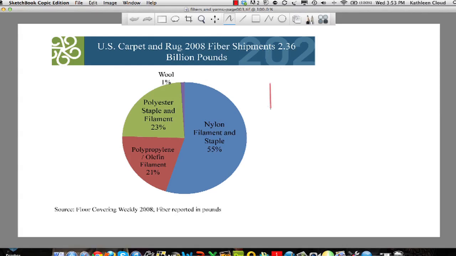Now, just for some vocabulary terms, filament. When you see the word filament, that means bulk continuous filament, or long continuous strands of fiber. And then we also have staple. When you see that, staple means fiber that is composed of short pieces of fiber, about 7 inches long, which are spun together to create carpet yarn.